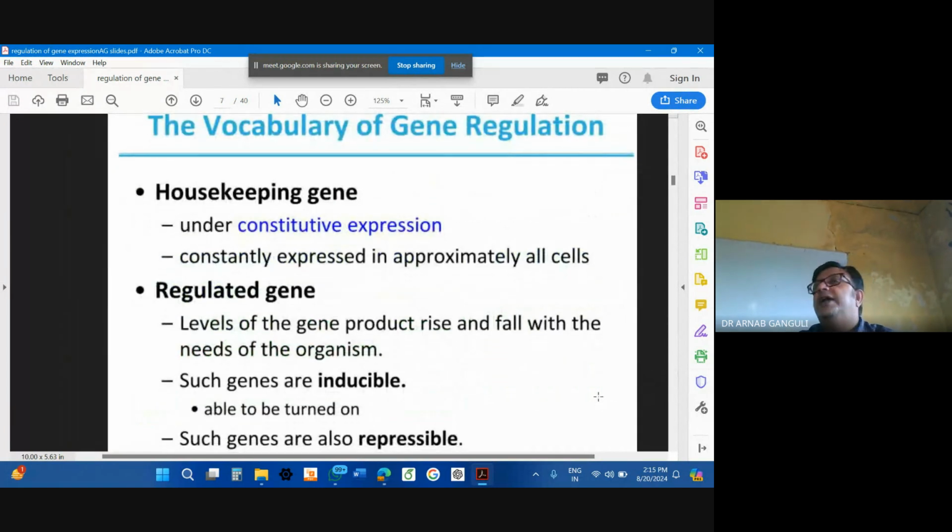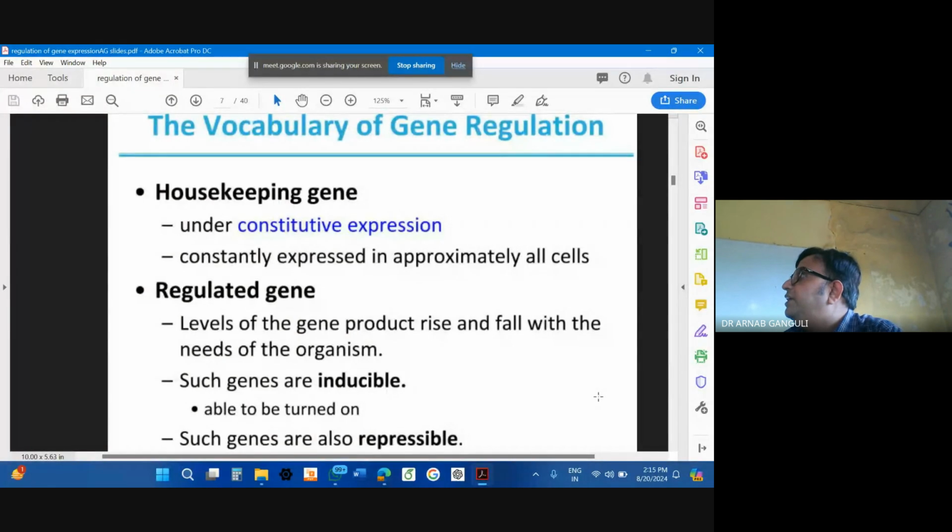So two things you have to understand. The next slide. One is housekeeping gene and the second is regulated gene. So a housekeeping gene is that gene which is throughout, it is essential for housekeeping activities.